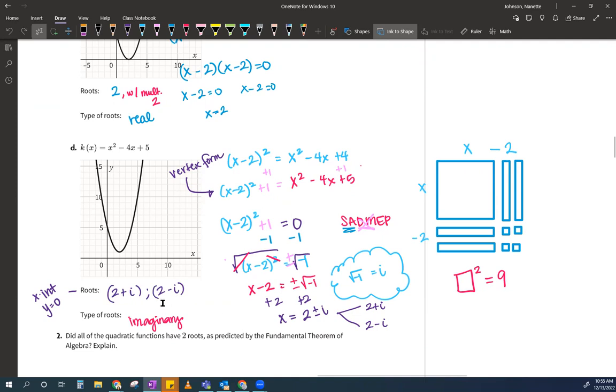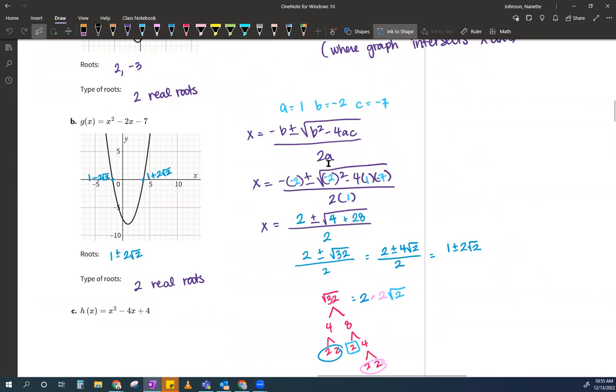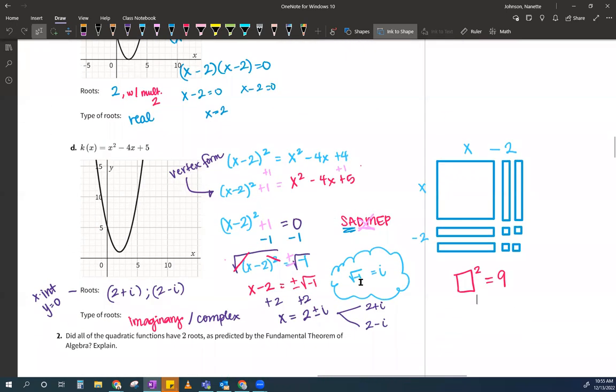Complex means it has a real part and an imaginary part, making them complex. So you can call this imaginary, you can call this complex. Is everybody okay with this idea? You can use completing the square, or if you would have done this using the quadratic formula, somewhere in here you would have gotten the square root of -1. And that is why it doesn't matter which way you use.